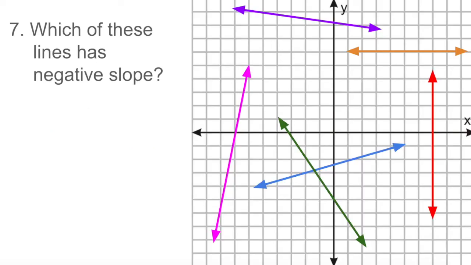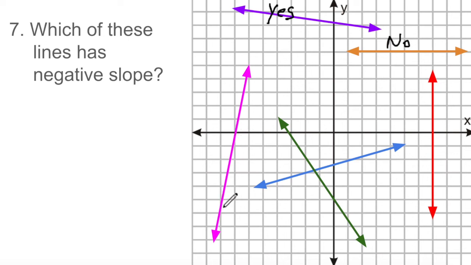Okay, which of these lines has a negative slope? Well, let's see. Let's start with the purple one. So we know that a negative slope means that the line is going to be angled down and to the right. So is this one angled down and to the right? Yes. So I'm going to say this one is yes. How about this one? This is horizontal. So the slope for the horizontal line is 0. So this is going to be no.